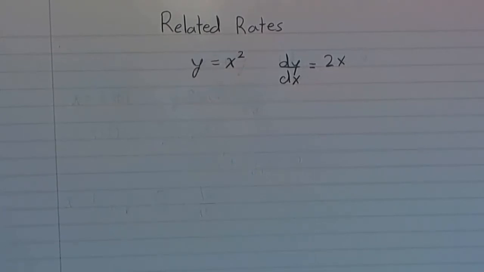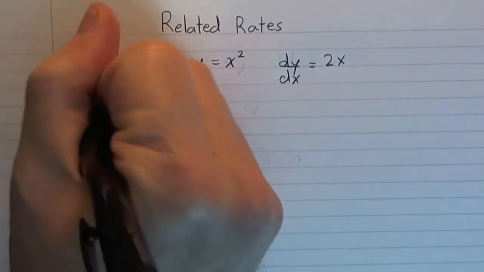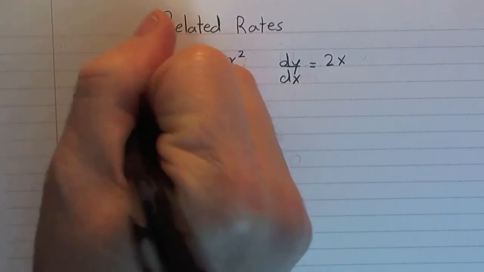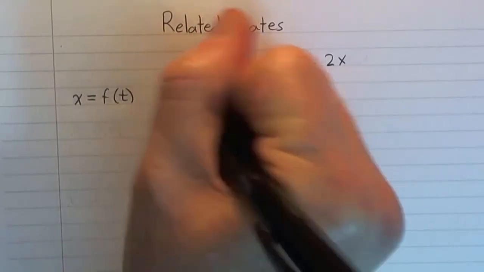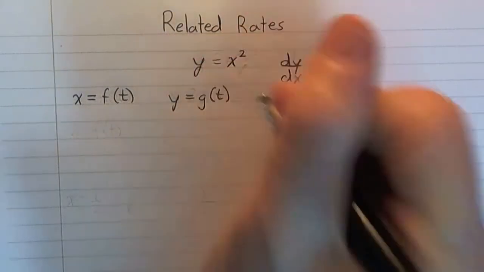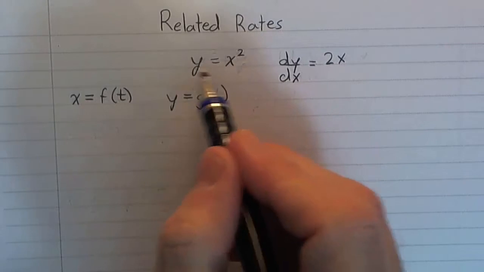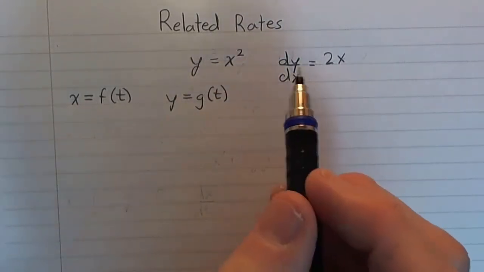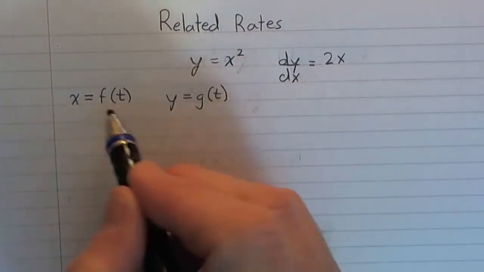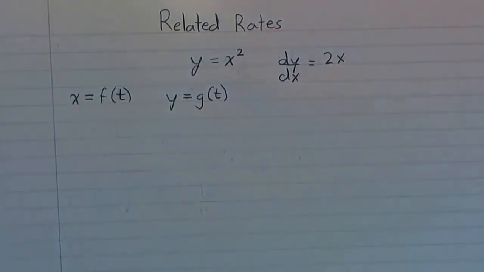What if, however, that x is itself dependent upon some variable t and y is dependent upon some variable t? X and y are both functions of t, and we want to go through here and differentiate. Well, what would that look like? How would that affect our differentiation? Well, now we've got the chain rule involved, and we're going to harken back to our implicit differentiation.